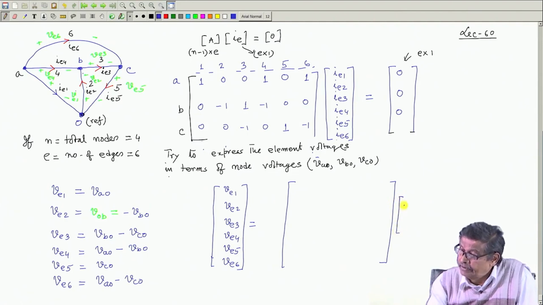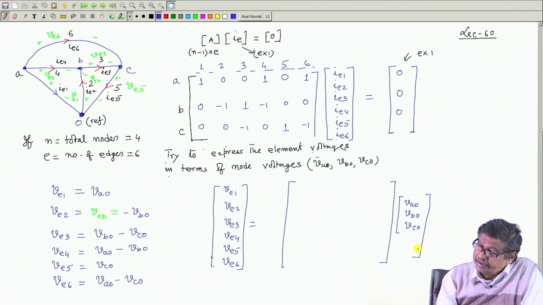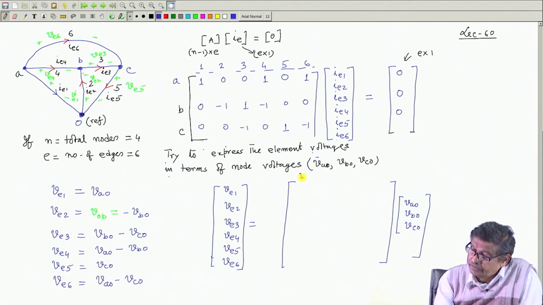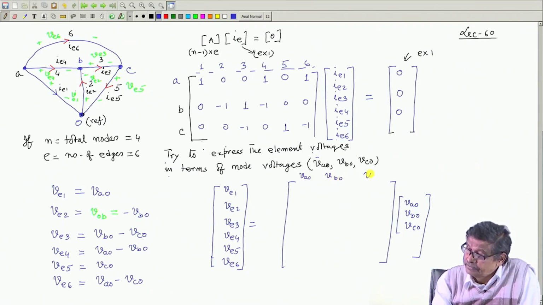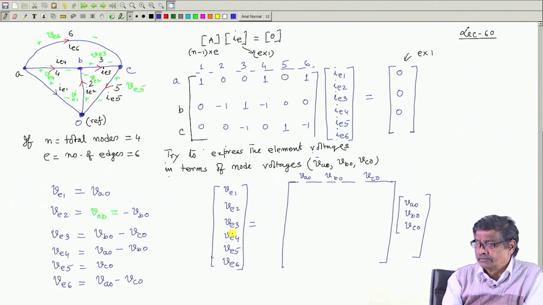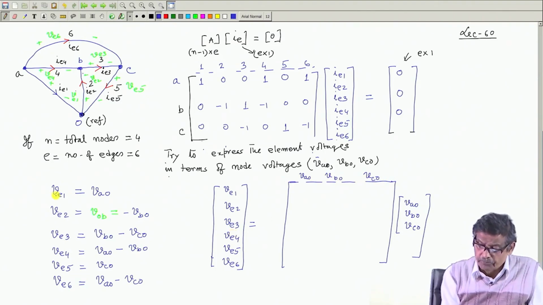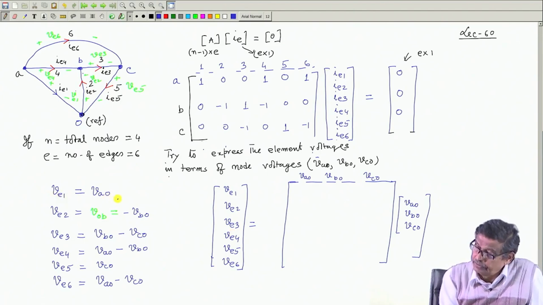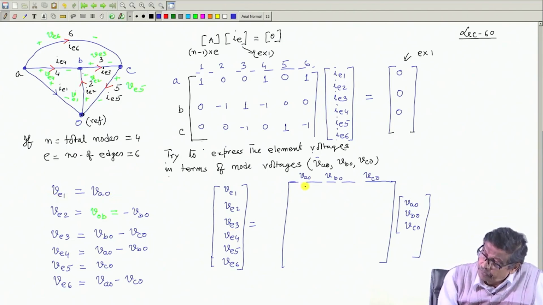This side I will write VA0, VB0 and VC0, is it not? And here I will write also VA0, VB0 and VC0. This is no entry, just so that I will never be making a mistake. So, VE1 is equal to VA0 only. So, I will put a 1 here and 0 0 there.